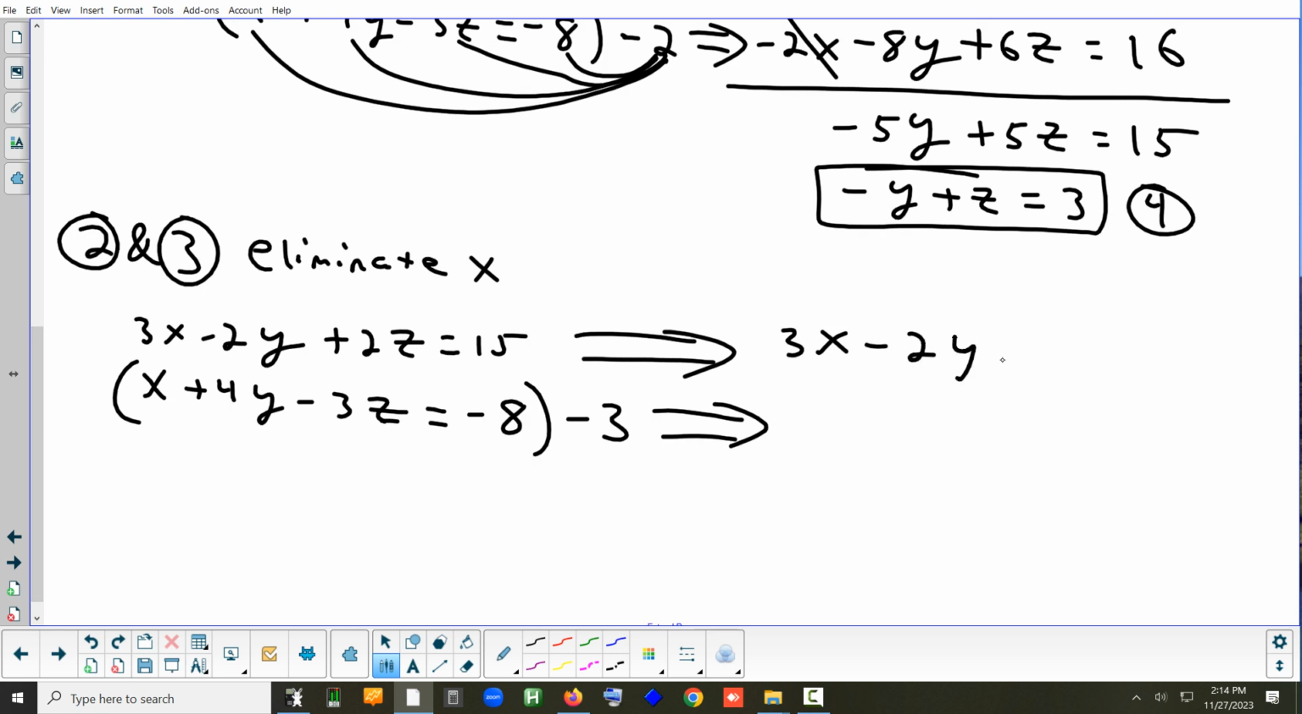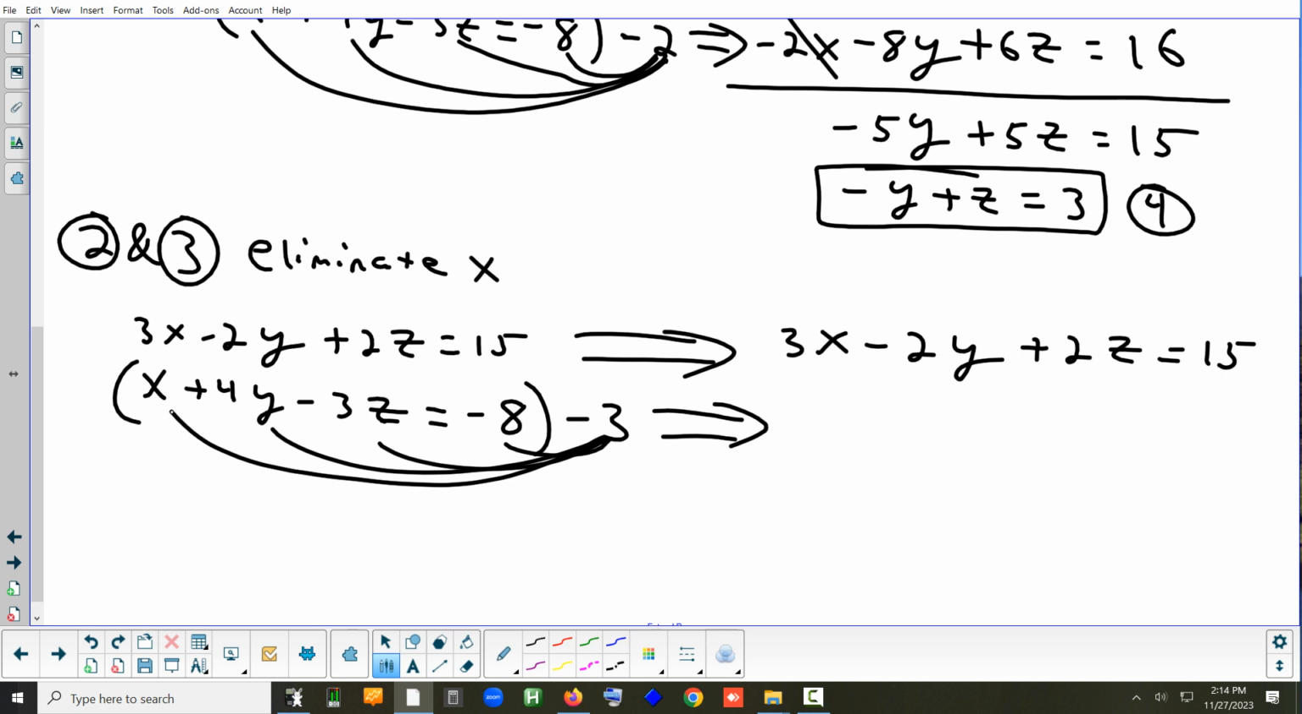So 3x minus 2y plus 2z equals 15. And what's going to be my bottom equation? It would be -3x minus 12y plus 9z equals negative 24. Positive. Oh, positive 24.